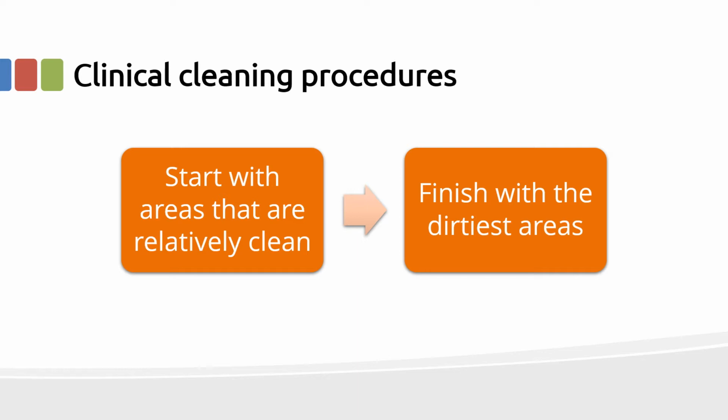The flow of cleaning should be from areas and fixtures and fittings which are considered relatively clean, finishing with the dirtiest areas. This means that areas which are low contact or lightly soiled should be cleaned before areas which are considered high contact or heavily soiled.